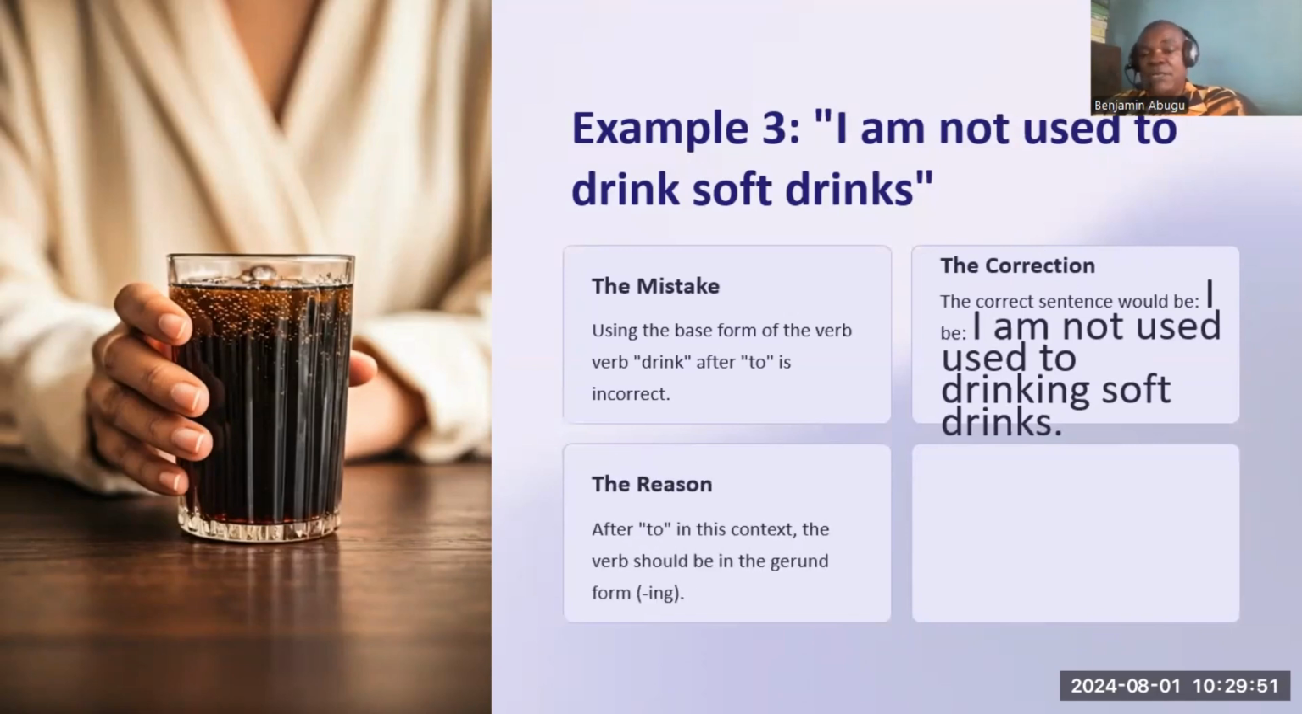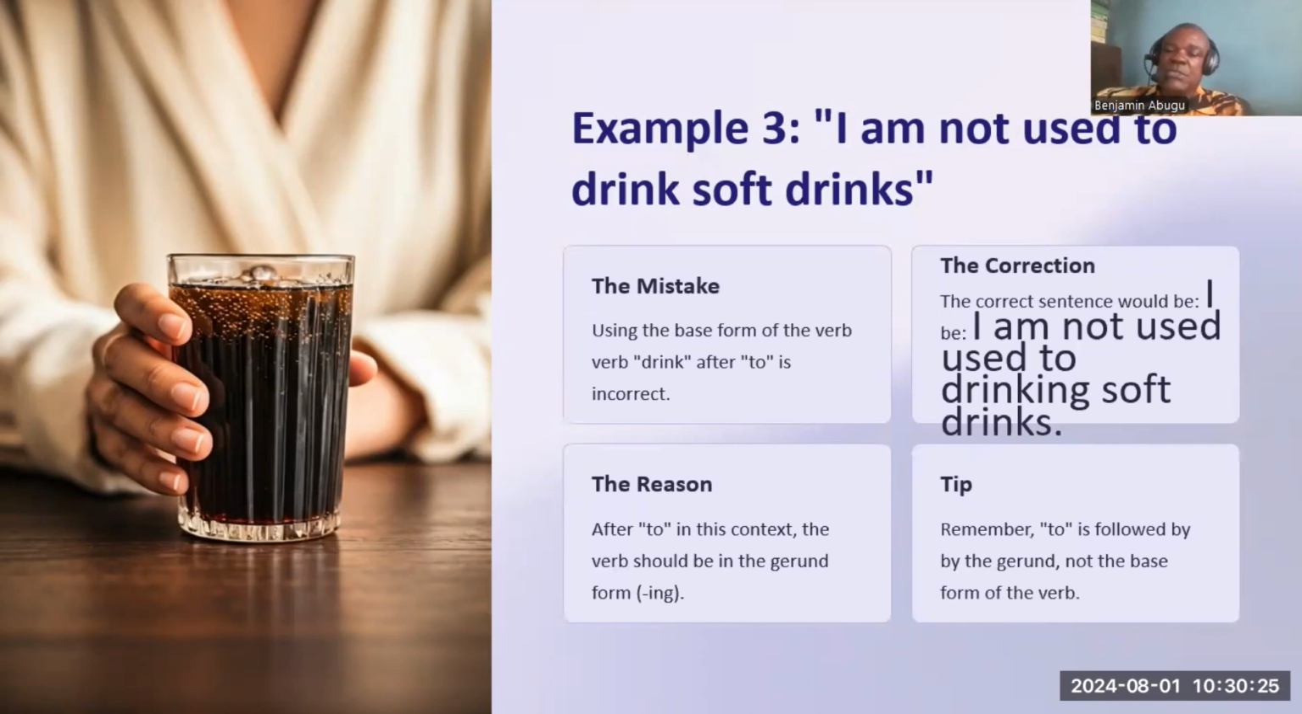So the reason for this is that after to, when you are using the expression used to, what follows should be the ing form of the verb. That's simply the explanation. I am used to, or I am not used to doing this or doing that. So what you need to remember is that to is followed by the gerund, which is the ing form of the verb, instead of the base form of the verb. Whenever you say I am not used to, you should say I am not used to doing something, not I am not used to do something. Okay.